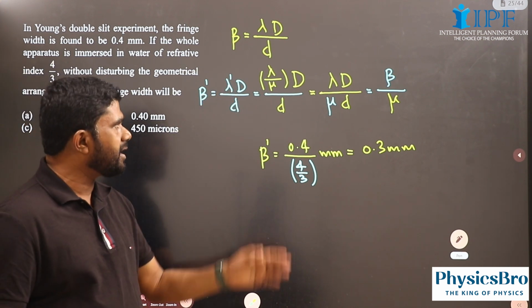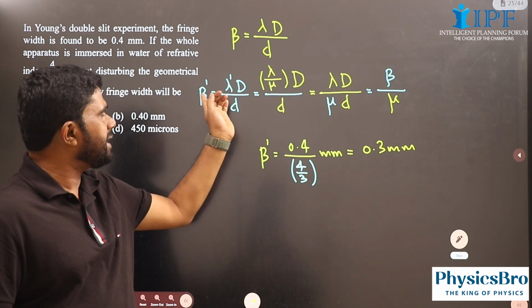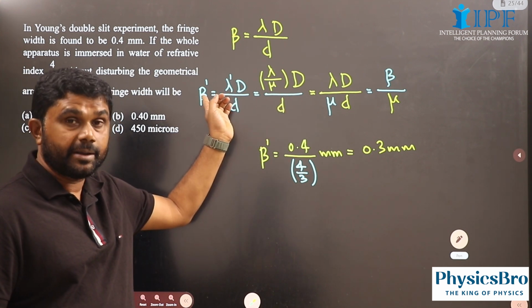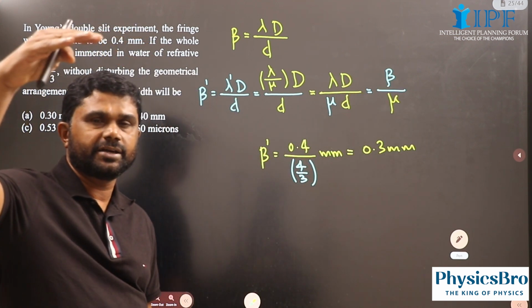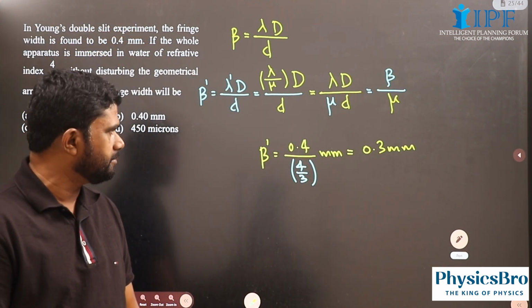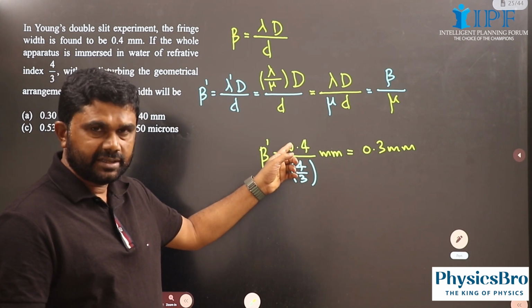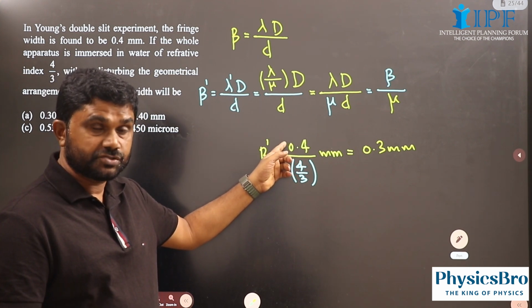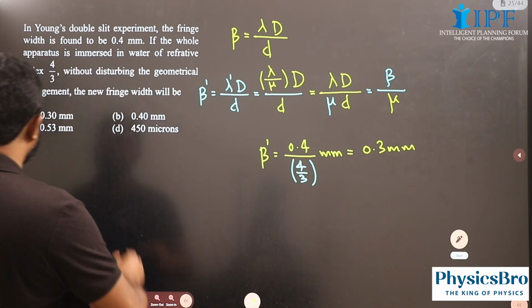Lambda dash we can write as lambda by mu. So ultimately beta dash, the bandwidth in a medium, will be equal to beta by mu, the bandwidth in air divided by the refractive index of the medium. In air we have 0.4 millimeter, and the refractive index of the medium, that is water, is equal to 4 by 3. So it will be 0.3 millimeter.